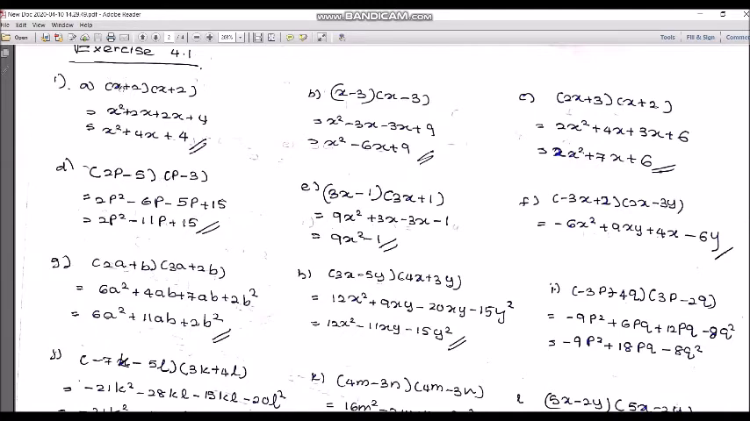So here x plus 2, x plus 2. So x squared, x into 2, 2x, 2 into x, 2x, 2 into 2, 4. And then we can simplify. These are also the same. If you get here, it's also the same.